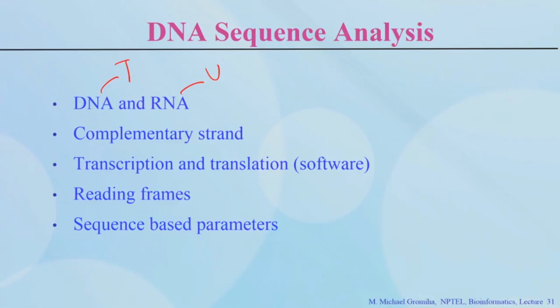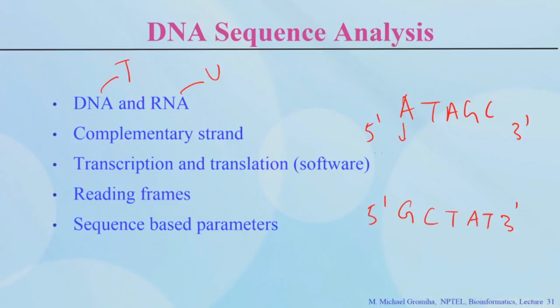Then we discussed the complementary strand. If the sequence is AGC, written 5 prime to 3 prime, what is the complementary strand in the 5 prime to 3 prime direction? G C T A T. First we get the complementary strand in the 3 prime to 5 prime direction, then we reverse it, so we change the direction and change the sequence order. Then we discussed transcription and translation, also the degeneracy from the codons to the amino acids.